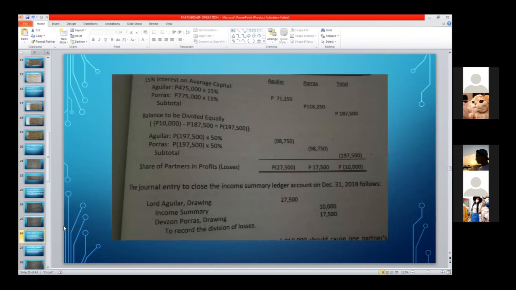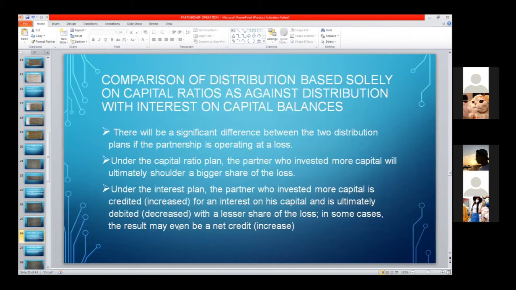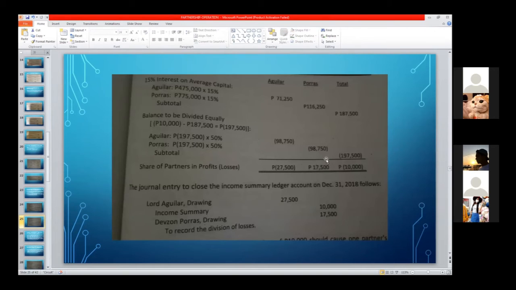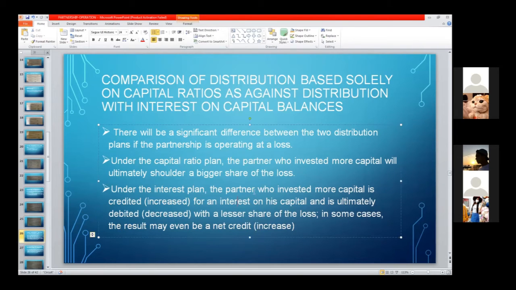In fact, in some cases, the result may even be a net credit. Ayun o, net credit siya. Naging 17,500, hindi siya decrease. Increase yung sa kanya. So mas maganda kapag meron tayong interest plan. Kaya yung significant difference between the two distribution plans: kapag merong interest, tapos kapag capital ratio plan lang.